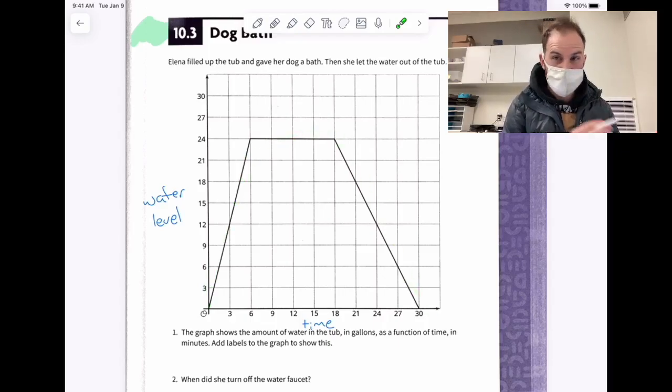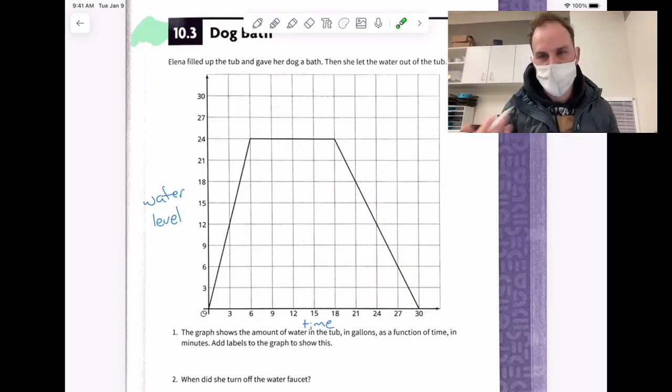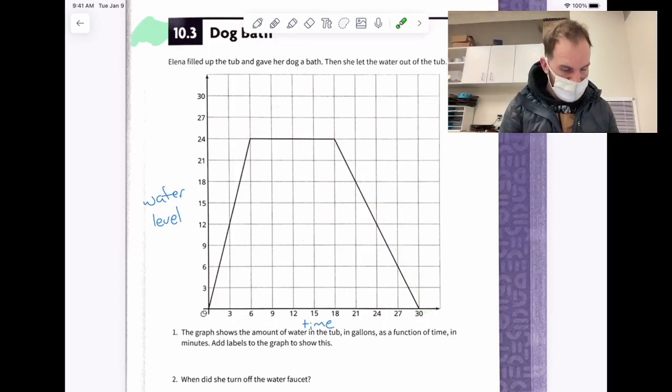For those 3 different pieces, we can identify the rate of change, or the slope. This tub was being filled up at a rate of 12 gallons every 3 minutes. 12 over 3, or 4 gallons every 1 minute. The tub didn't change here; the water level stayed the same. And then it was draining at a rate of about 24 to 18, so that's 6 gallons every 3 minutes, so 2 gallons per minute. Ta-da. That's the lesson today.